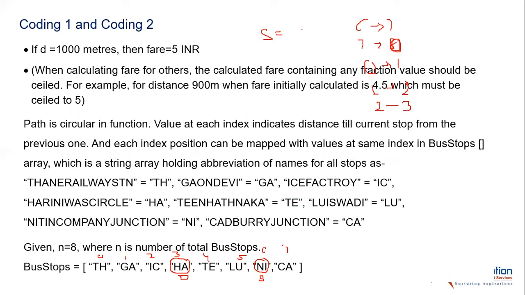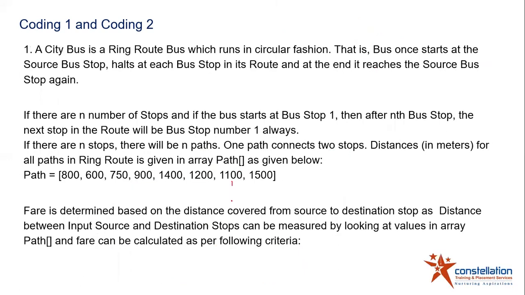Now the point is how are we going to get back from here to here? That is the only trick. Other than that, it's a very straightforward question. There is not much logic here, right? You find the source index, find the fare over there, and then keep on adding it till the destination is reached.